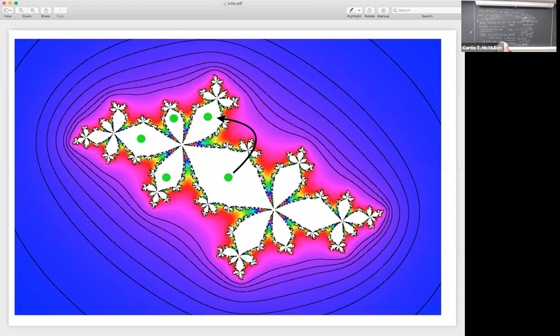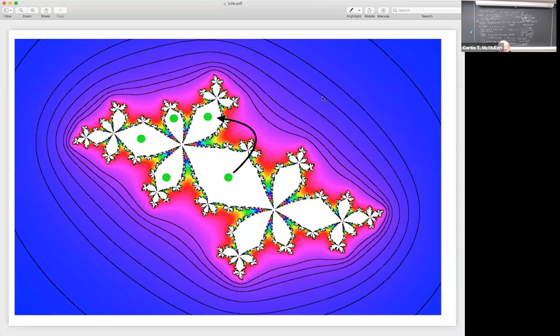And everything that's in the white region here eventually lands in this central white component near the critical point, and then it's attracted to the critical point under iteration. So the white region has well-defined dynamics, everything converges to this attractor, which just consists of 5 points. And everything outside of the white region goes off to infinity. And I've drawn a level set of a function you can compute that measures the rate at which it goes off to infinity.